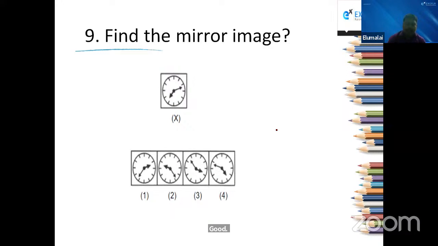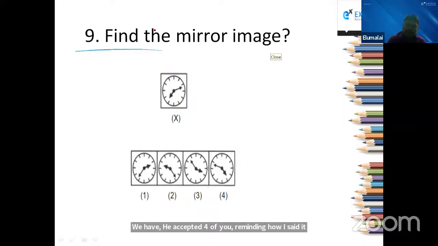Now find the mirror image of this one. Very good. Except four of you, remaining have answered it correctly, right?